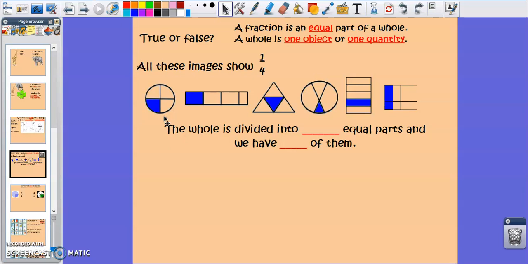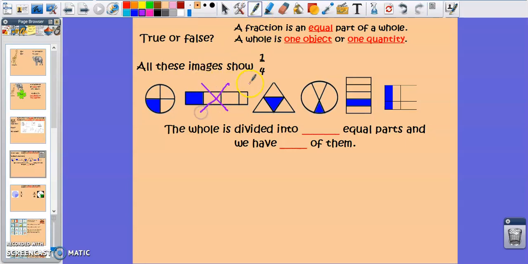So hope you've had a little go there, and having a careful look then, I hope you've spotted this one showing 1/4 on the end here. One part has been coloured in, so the whole's been divided into 4 equal parts and we have one of them. This one though, the whole's been divided into 4 parts, but they're not equal. So this is not showing 1/4, even though one part is coloured in, this piece is not equal compared to the others. So this one is not showing 1/4.